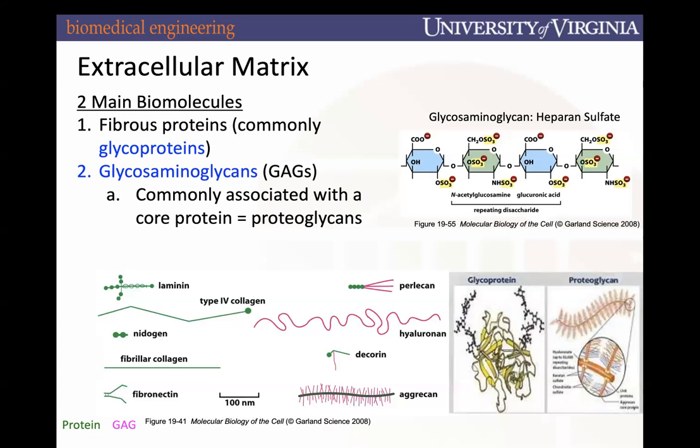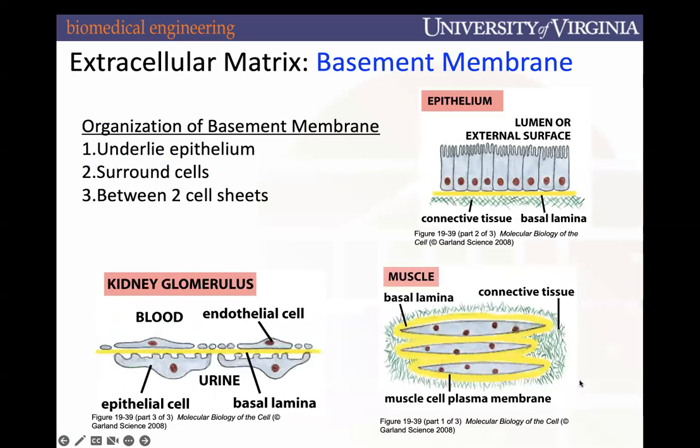We have perlecan here, which is a proteoglycan as well. Hyaluronan is a GAG that is all just glycosaminoglycans. Aggrecan has a core protein that is covered in GAGs. A lot of proteins on average are about 50 kilodaltons. Aggrecan, because of how many GAGs it has on it, is 3 megadaltons in weight. And what you can appreciate again, in the bottom right here, is another image that shows the difference between what glycoproteins look like versus a proteoglycan.